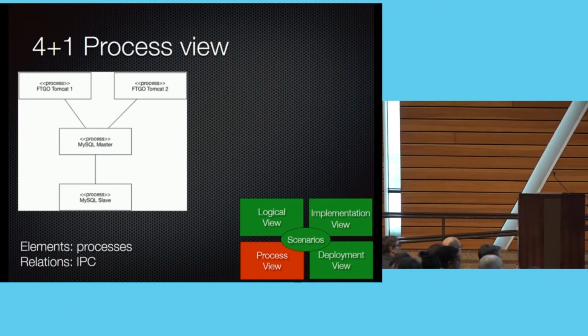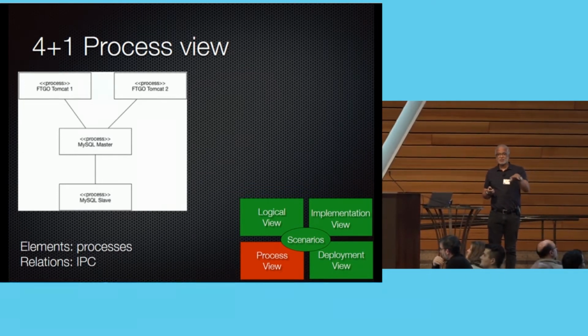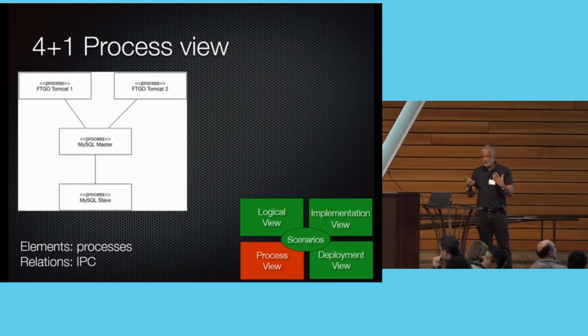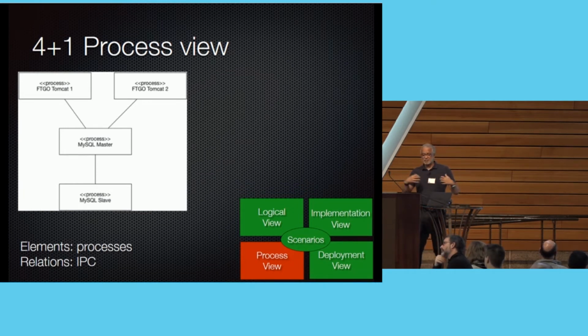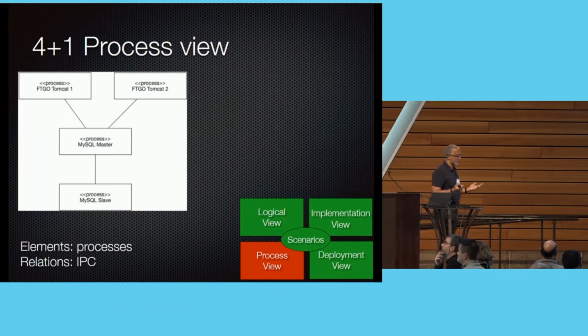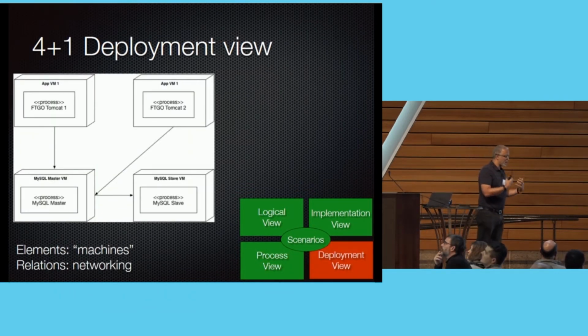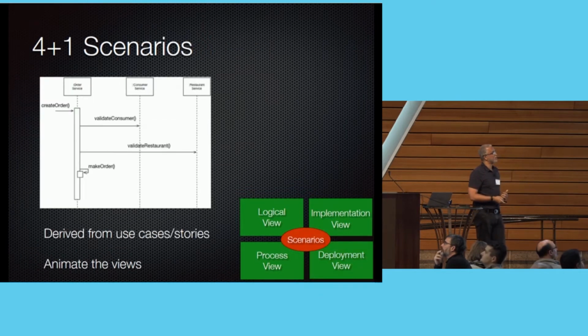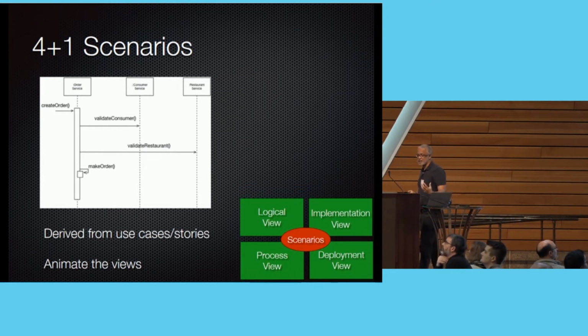Finally, you've got the deployment view, which maps those processes onto, quote, machines. These days that's typically virtual machines, could be Docker containers, et cetera. The relationships within this view are really just networking, subnets and the like. So those are the 4 views. And then finally, you have the scenarios, which animate this whole architecture. In this example, a UML sequence diagram shows how the elements within a logical view collaborate to handle a request.